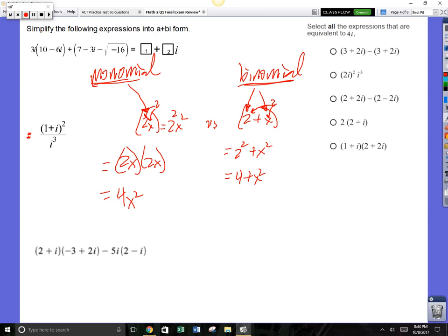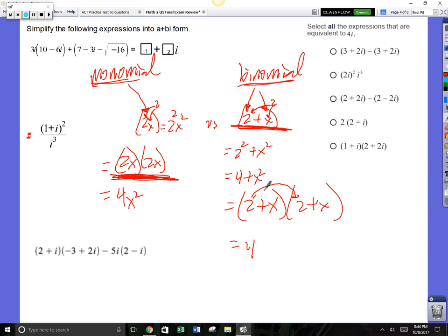You cannot distribute the exponent unless it is all one piece, unless it's a monomial. So always expand it. So let's take (2 plus x) squared and expand it. So that's going to be (2 plus x) times (2 plus x). Now you got to distribute: 2 times 2 is a 4, 2 times x is a 2x, then x times 2 is a 2x, and x times x is x squared.